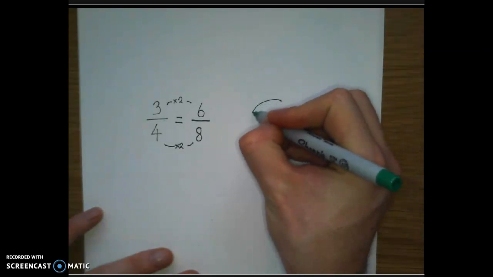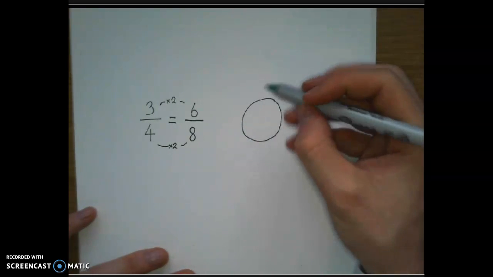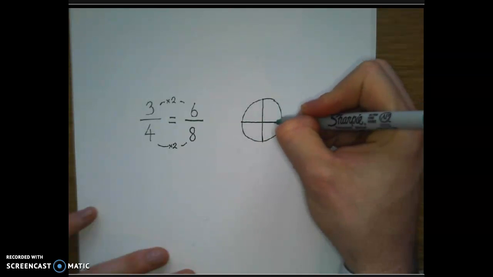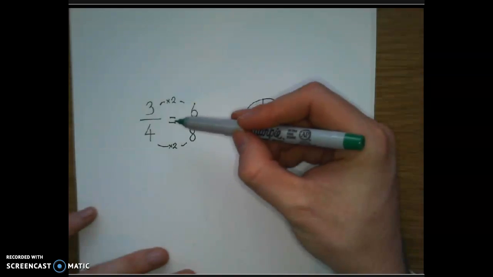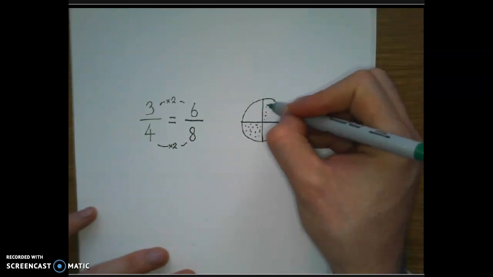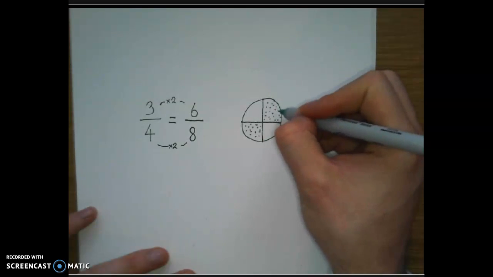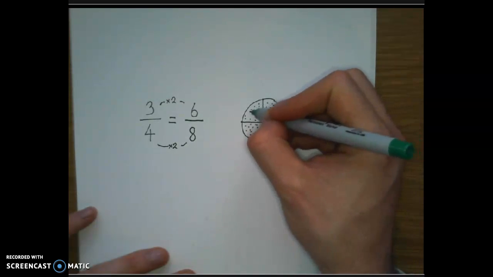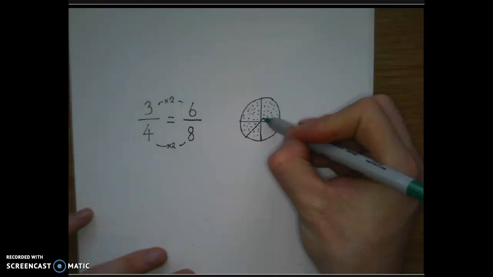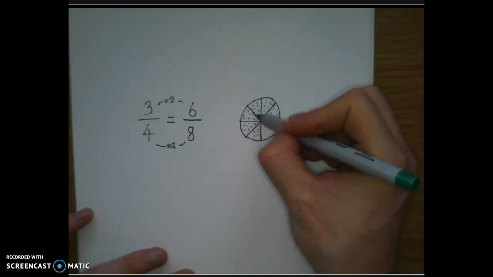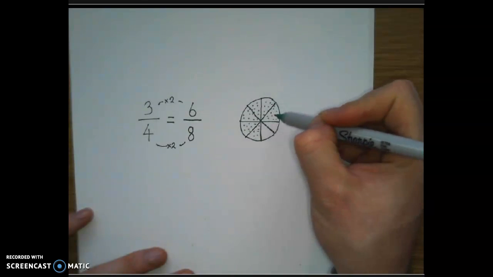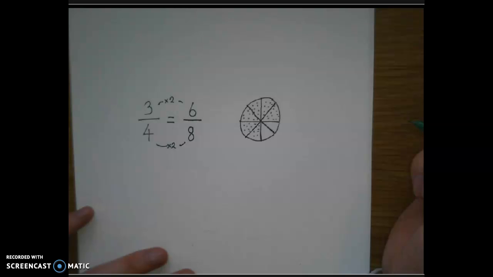Now, just to show you a visual of that, that's not a perfect circle. Here is our pizza in quarters, and we're talking about 3 quarters here. So 1, 2, 3. Okay, 3 quarters, and let's turn it into eighths. There we go. Now the pizza's in 8 slices, and you can see 3 quarters is now 1, 2, 3, 4, 5, 6/8.